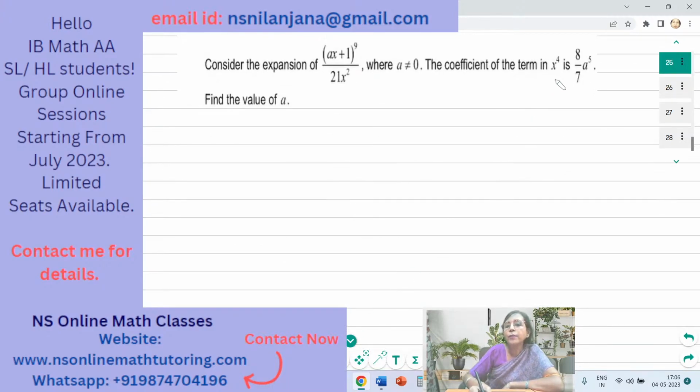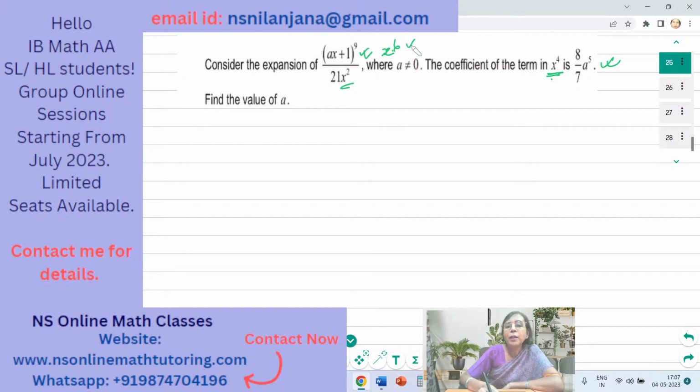We have to get the coefficient of the term in x to the power of 4 because that is what has been given to us. How to get x to the power of 4? We are seeing in the denominator, we are having x squared. So in the numerator, we have to have x to the power of 6, because x to the power of 6 divided by x to the power of 2 will be giving us x to the power of 4.